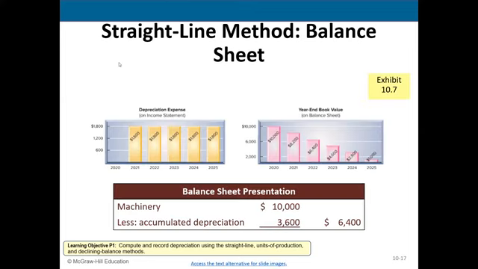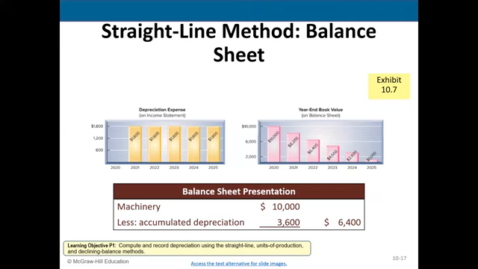So what does it look like on the balance sheet? On the left side, we see the income statement. Same amount every year for the 5 years. On the other side, we see the balance sheet. We see when we purchased it, $10,000. In 2021, it's worth $8,200. 2022, worth $6,400. 4,600, 2,800, and then we get down to 1,000. Remember, at the end of its useful life, it's worth 1,000. So over those 5 years, I fully depreciated the asset.